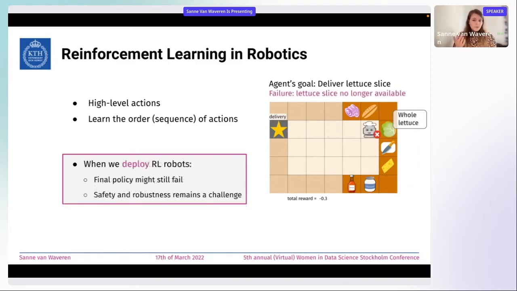And when we deploy reinforcement learning robots or systems into the world, the final policy might still fail. In this case on the right, the lettuce slice that it needed to make a salad now turned into a whole lettuce, and it first needs to chop it on the cutting board, but it doesn't know that. It didn't learn that during training. So safety and robustness remains a challenge for real-world safety-critical systems to be deployed when they use reinforcement learning. And we need ways to correct the robot's behavior or the policies while we can ensure the safety.